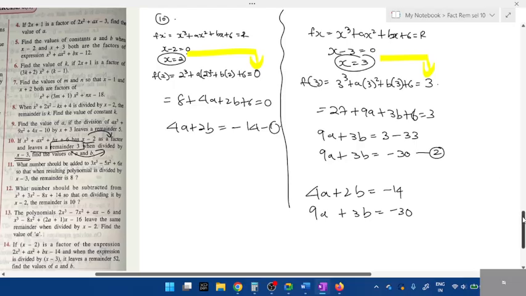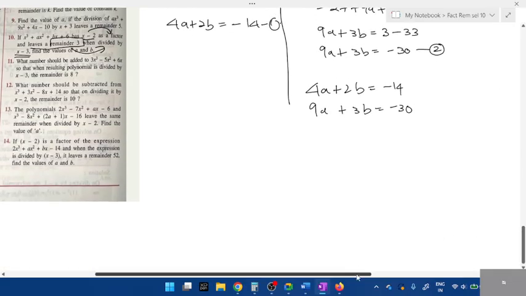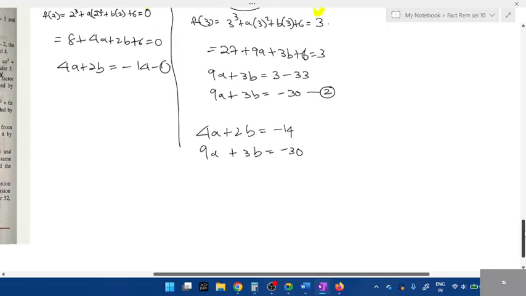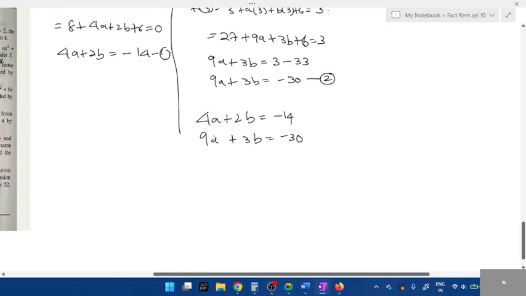Okay, all of you completed till here. Shall I do this equation? Look here, students. Now, in order to eliminate, the signs should be opposite. Is any sign opposite here for a and b?